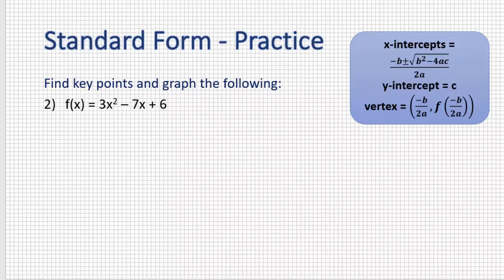Let's start by finding the vertex. For this parabola, again, I notice that we are in standard form. It certainly is a parabola because the highest power that x is raised to is a 2, and I notice that it opens upwards.